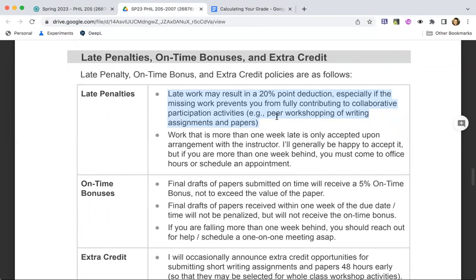So just get it in on time. It does not have to be perfect. It just has to be worthy of feedback. And if you don't, that's the only place that there's going to be a deduction.